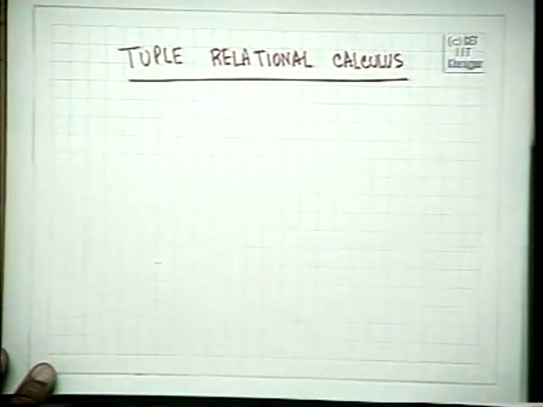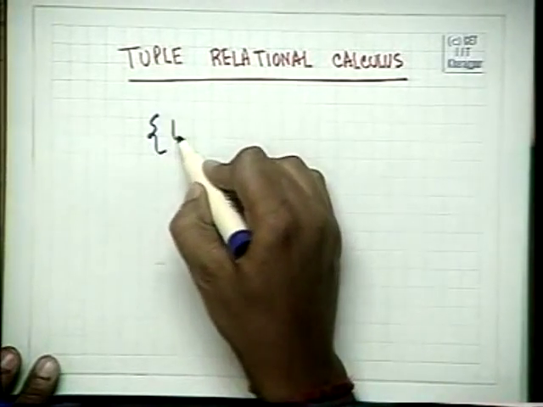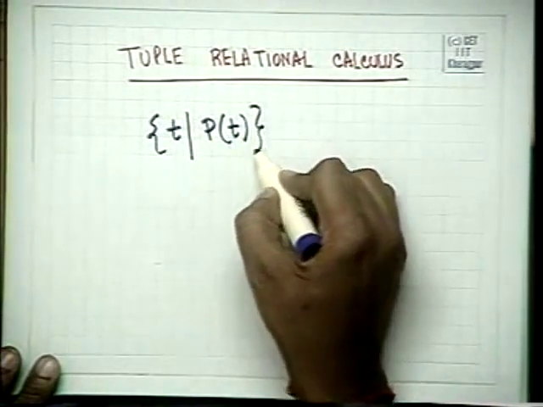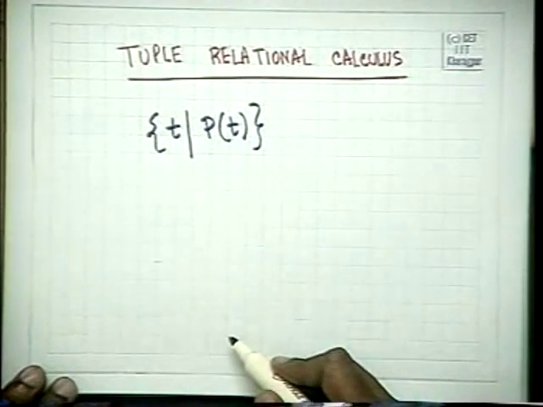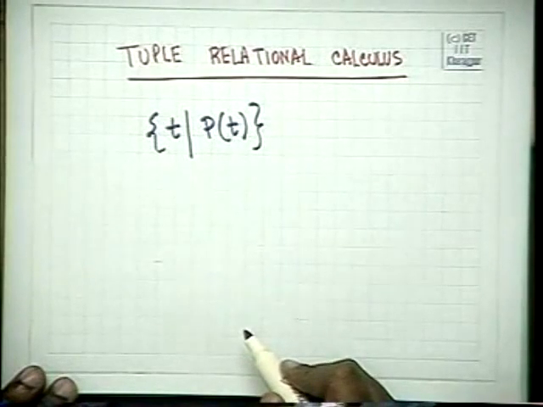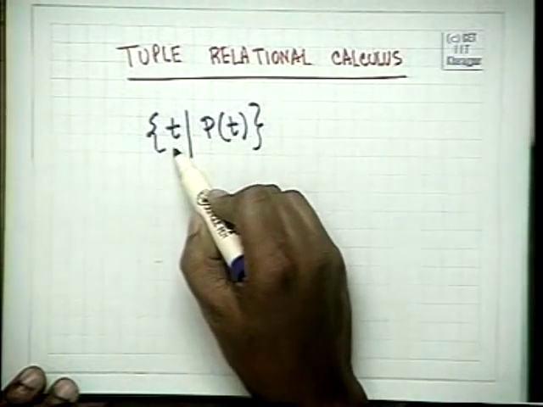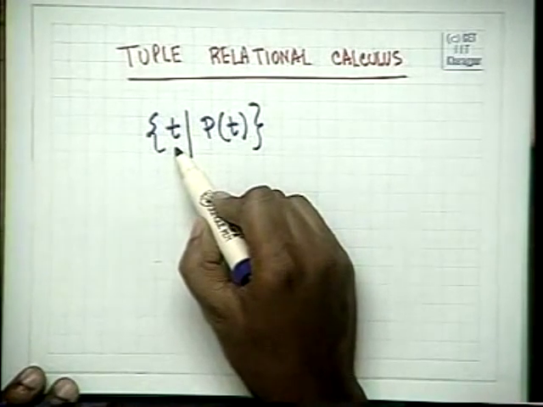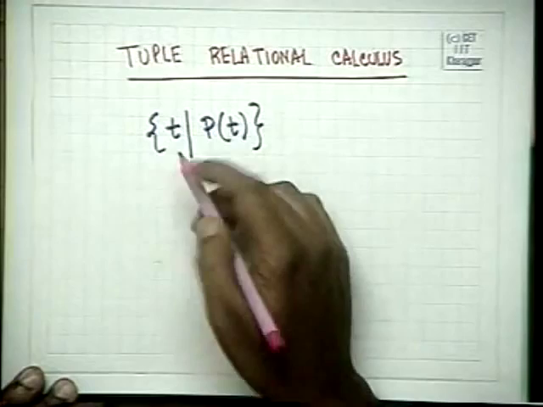In tuple relational calculus, a relation is expressed as a set. Anyway, we have understood that relation is a set of tuples, and in tuple relational calculus, it is expressed explicitly in a set format. Now, in a set format, this is the general format for the set. T is a tuple variable, and P is a predicate on the tuple variable T.